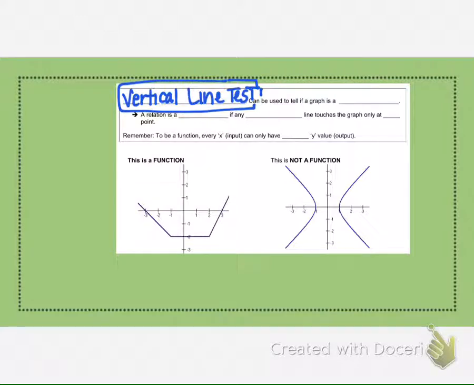Another way to tell if a problem is a function is to use the vertical line test. So keep in mind that vertical is this way. The vertical line test can be used to tell if a graph is a function. What the vertical line test says is a relation is a function if any vertical line touches the graph only at one point.